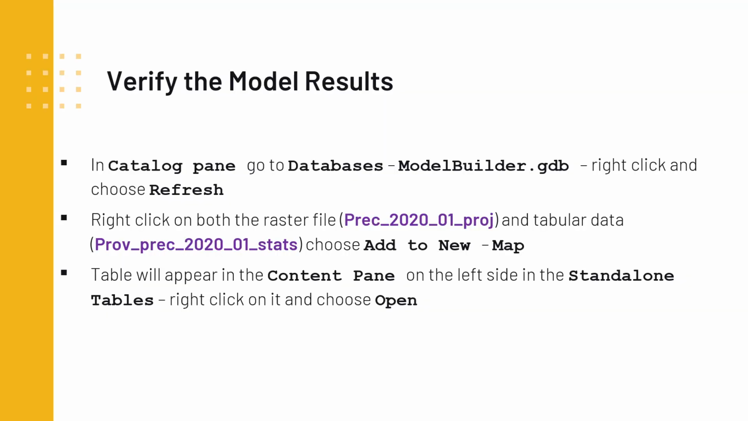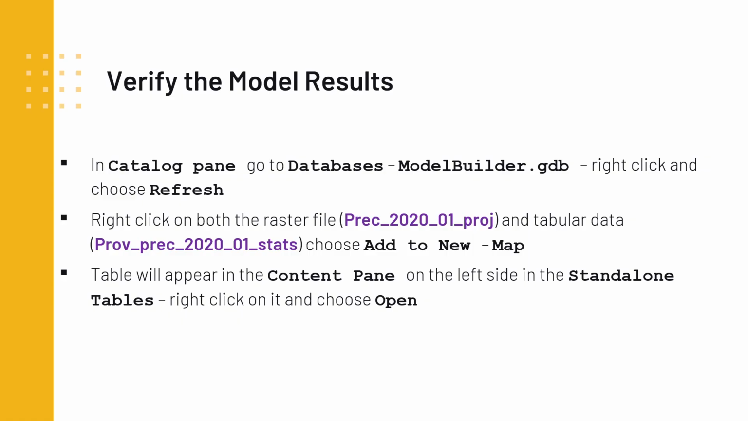Now we're going to verify the model results. To do this, we're going to go to the catalog pane on the right hand side. We're going to go into the databases and the modelbuilder.gdb. We're going to right click and choose the refresh option. Then I'd like you to right click on both the raster file, that's our PREC_2020_01_proj, as well as our tabular data. That's the prov_PREC_2020_01_stats, and choose add to a new map.